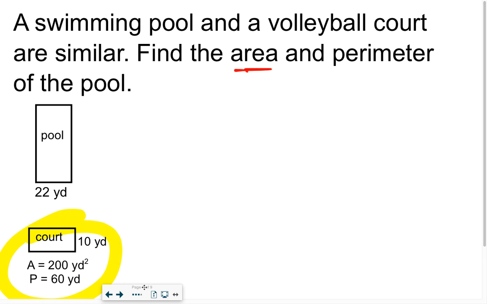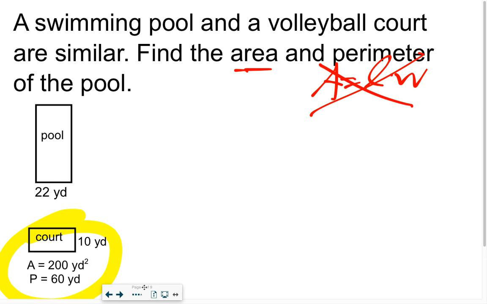Now a lot of times when we see this and we say, see the area, you're going to think, all right, area is length times width, but not today. Don't do that. Let's see if my program erases it. Nope, it doesn't. It erases on my screen, but not on yours. Do not do length times width. Today we're talking about using ratios.